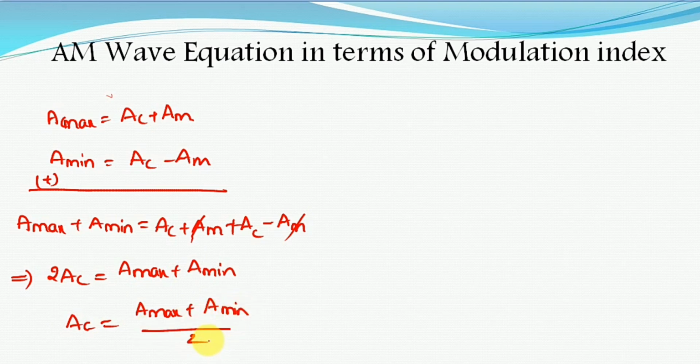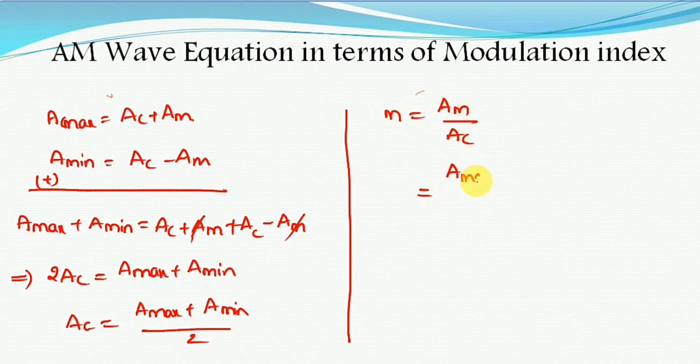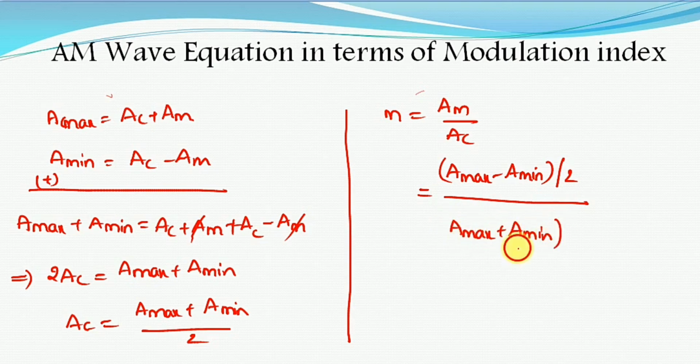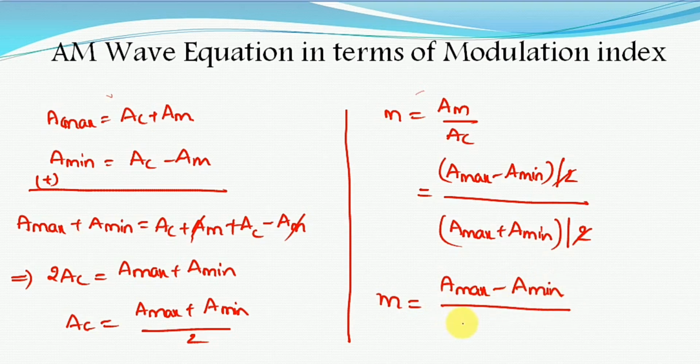Now we have found the values of Am and Ac. Simply substitute the values of Am and Ac in the definition of modulation index, that is m is equal to Am by Ac. Now what is the value of Am? Am is A maximum minus A minimum by 2, divided by Ac, which is A maximum plus A minimum by 2. So these two will get cancelled. Finally the value of modulation index is A maximum minus A minimum by A maximum plus A minimum.